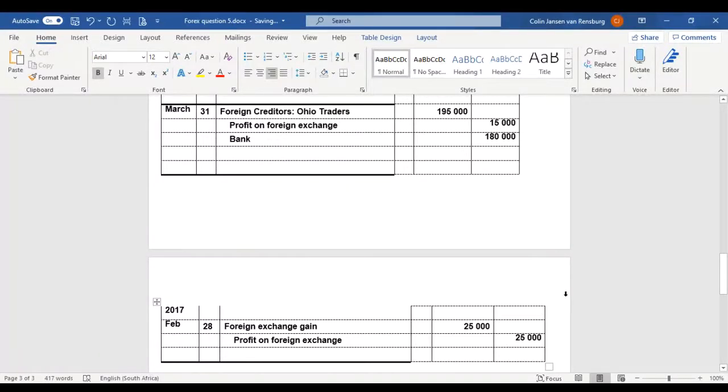So at the end of the year, we drop our statement of comprehensive income. Now we can recognize it as part of profit or loss. Amongst the other income will be profit on foreign exchange of 40,000 rands.